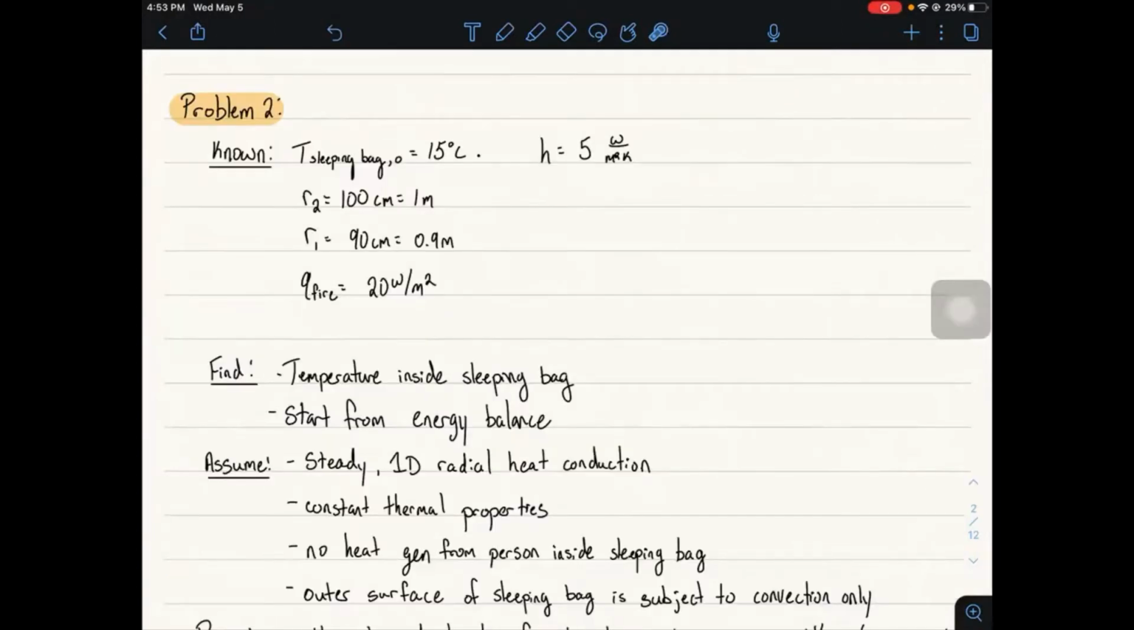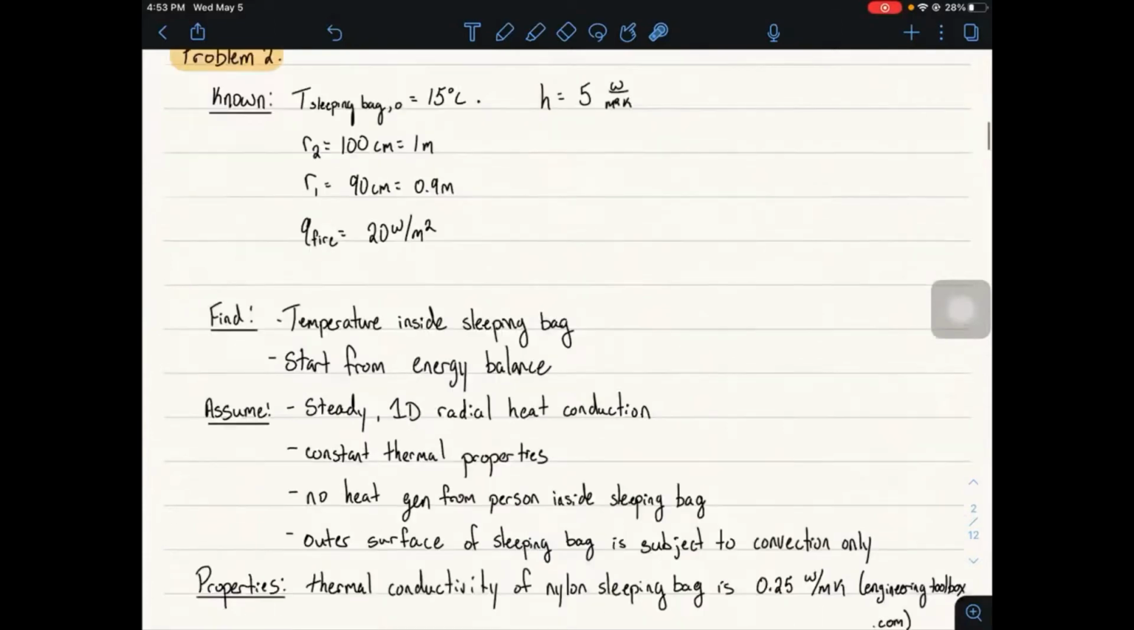For problem 2, I say you decide to go into the wilderness with the nylon sleeping bag, and you find a cave and you start a fire, and the fire gives off a heat flux of this value here. I give you the heat transfer coefficient at the outer surface of the sleeping bag, the temperature at the outer surface of the sleeping bag, and I said you could assume the sleeping bag to be like a cylinder, so those are inner and outer radii.